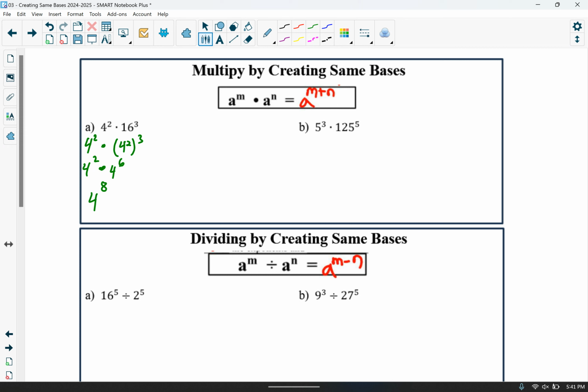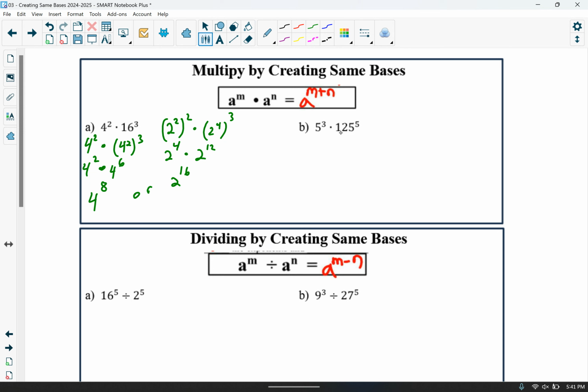Some of you may have noticed that's not the only way we could have done this problem. We also could have written it with a same base of 2, where we say 4 is 2 squared to the 2nd power, and 16 is 2 to the 4th, and then to the 3rd power, which would give us 2 to the 4th, times 2 to the 12th, which would give us 2 to the 16th. So either pathway and either answer would be accepted there.